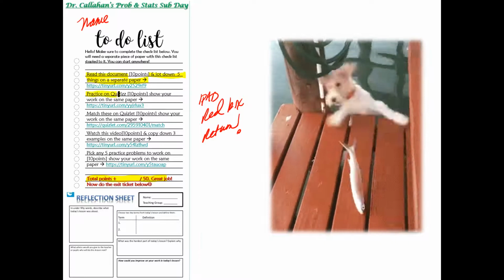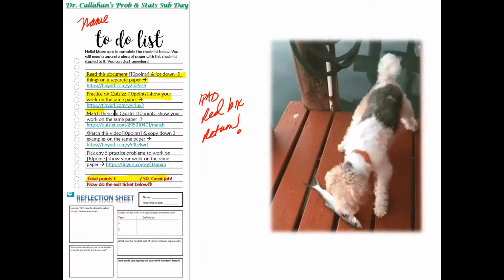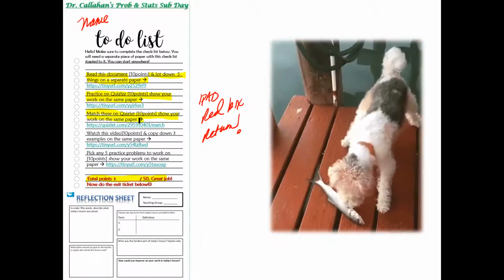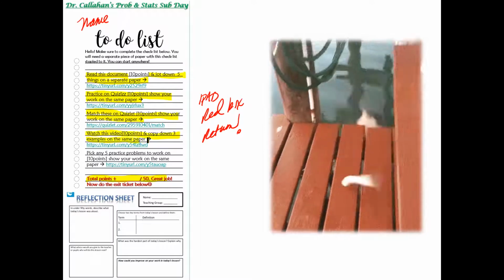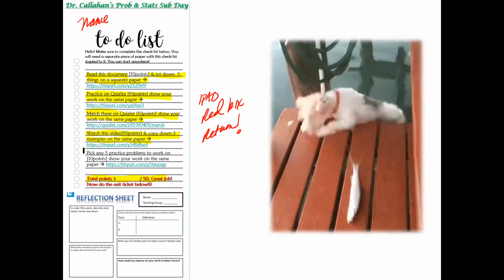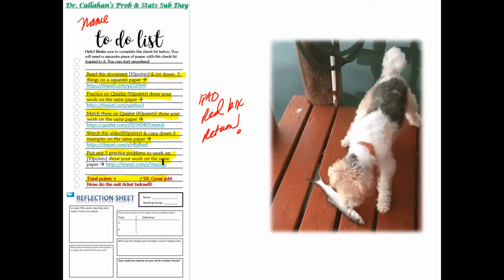Second, what you can do is practice quizzes. Show your work on a separate piece of paper. Third is a Quizlet. Show your work on the same paper. Fourth one is watch this video and copy down 3 examples. And the last one, pick 5 practice problems to work on, show your work on the same paper.